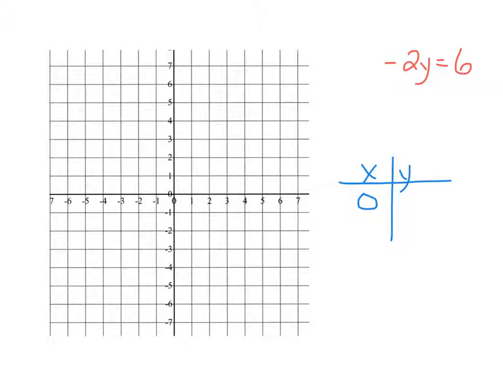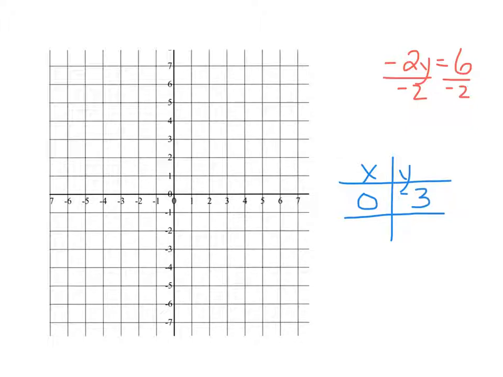I need to solve that for y. In order to solve that for y, I'm going to have to divide both sides by negative 2. If I divide both sides by negative 2, I'm going to end up with an answer of y is equal to negative 3. So one of the coordinate pairs will be the coordinate pair 0, negative 3.